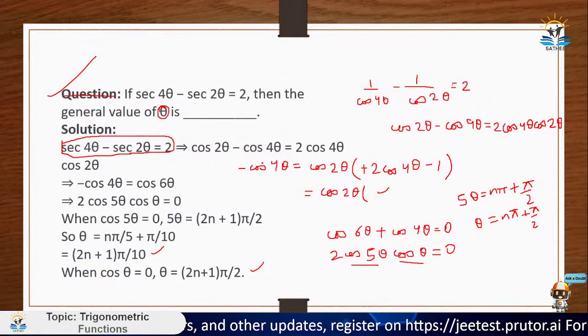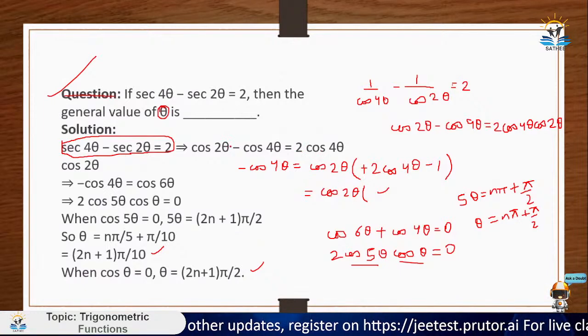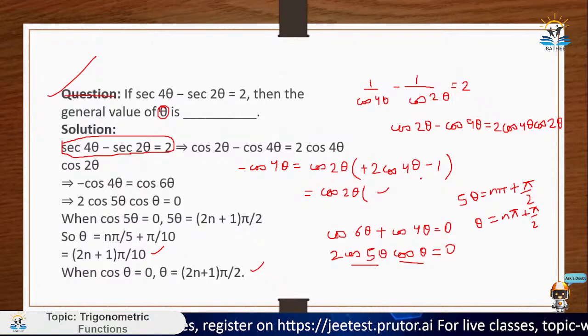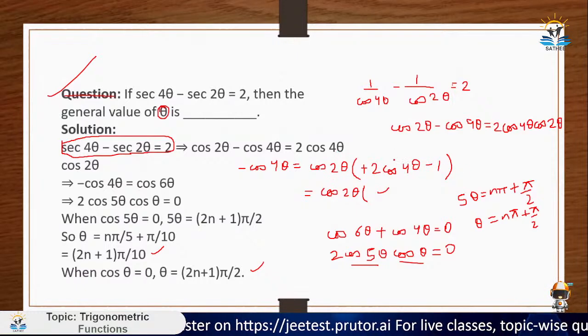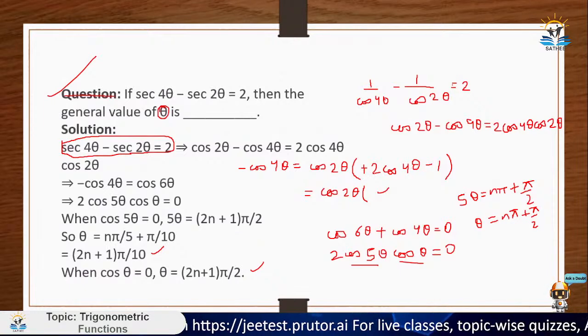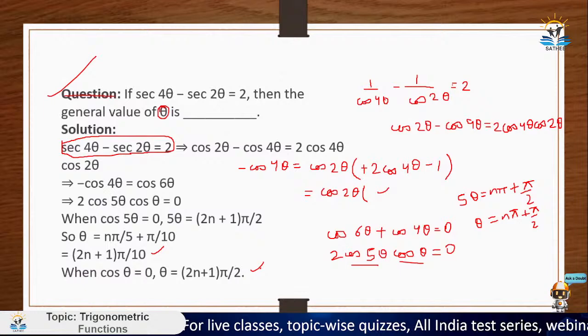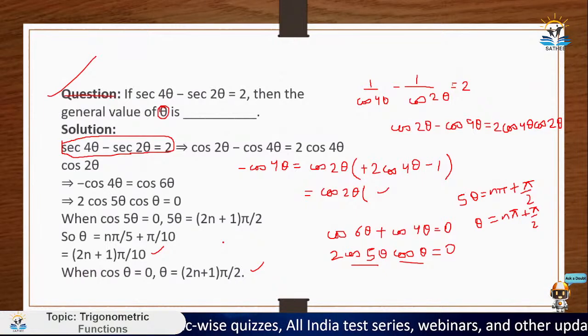What you will do here, you will take cos 2 theta common, because cos 2 theta is here also and here also. So taking cos 2 theta common, you will get 2 cos 4 theta minus 1. Then you can use the identity cos 2 theta is equal to 2 cos square theta minus 1. And from here, substituting, you will get cos 6 theta, and then you can move ahead. So this was an important question which illustrates the example of using trigonometric identities. So I hope you got it.